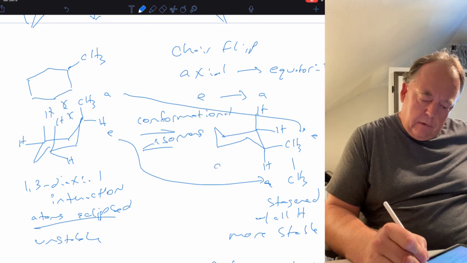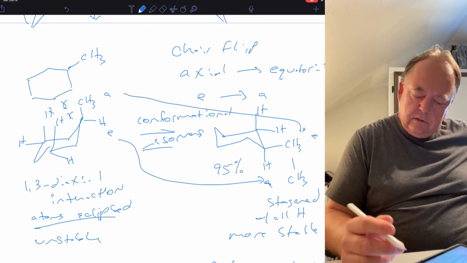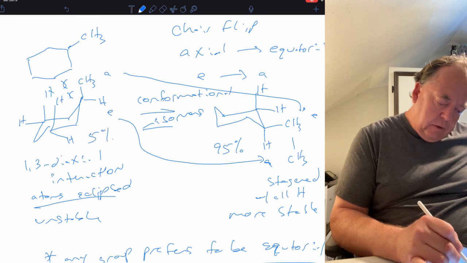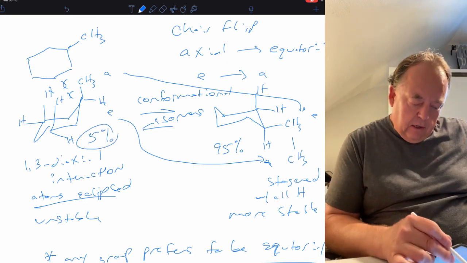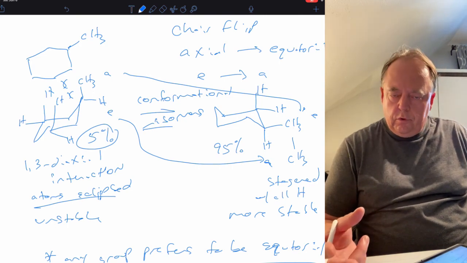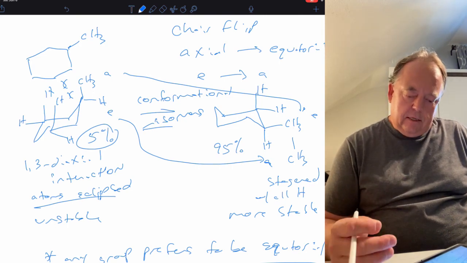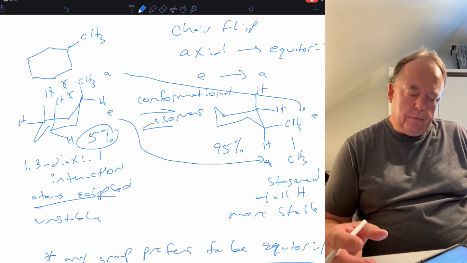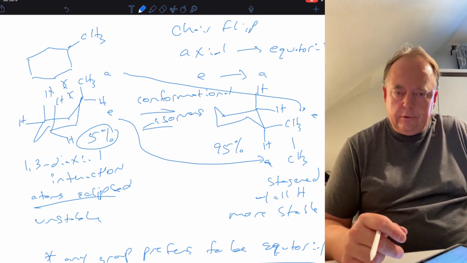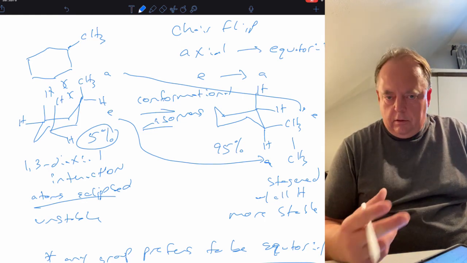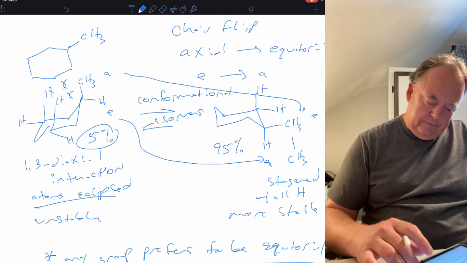In this case, the molecule exists about 95% of the time with the methyl group in the equatorial position, and only about 5% of the time with it in the axial position. And then the bigger that group is, if this was a tert-butyl group, which is significantly bigger, then it's about 99.99% of the time in the equatorial position, and only about 0.01% of the molecules at any one time would have the tert-butyl in the axial position.